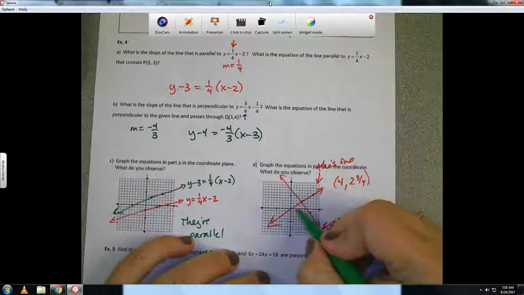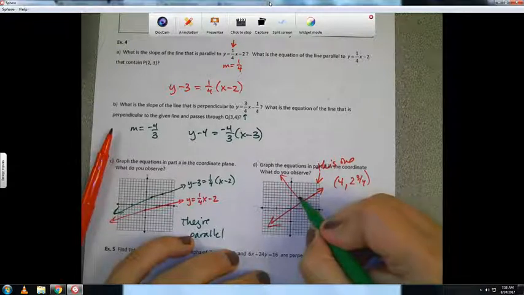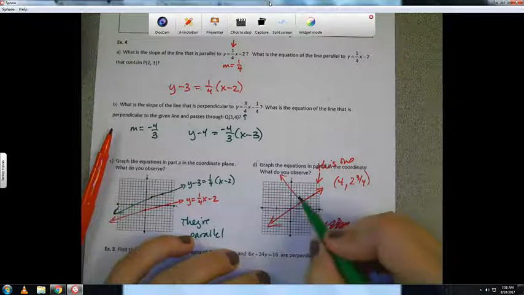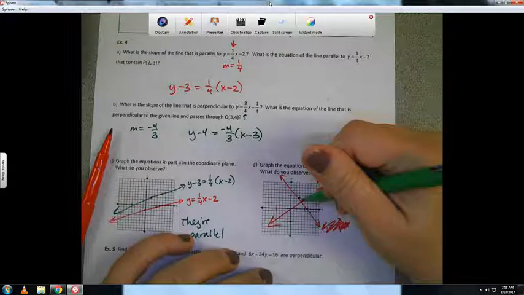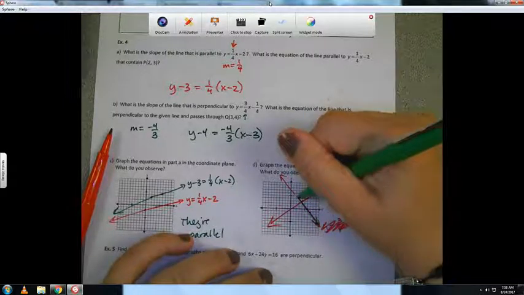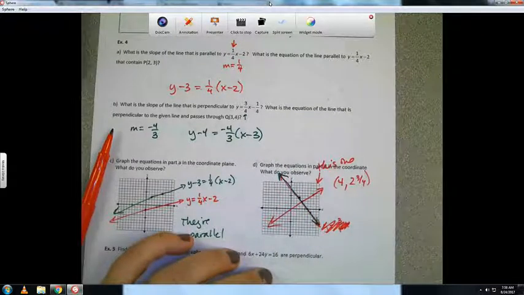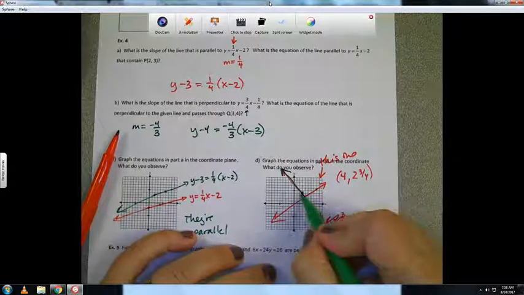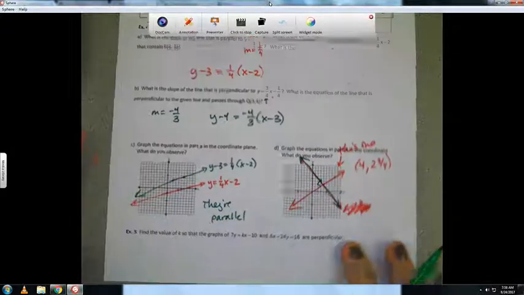And this one's going to have a slope of -4/3. Oh, would you look at that? The line that I made before. Okay, what do you observe? Well, they're perpendicular, which is how we made it to be anyway.